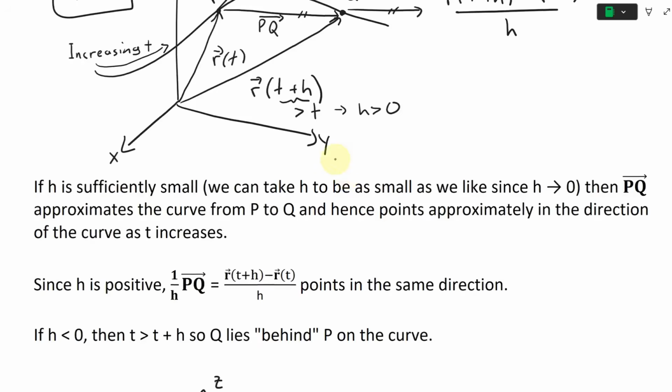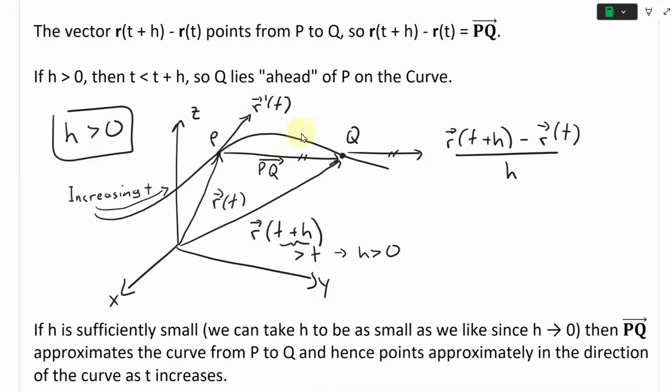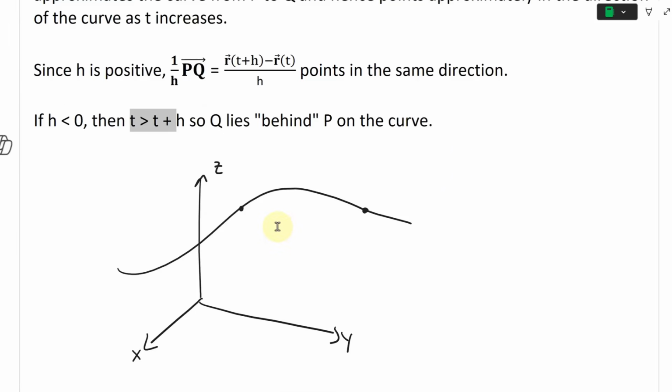All right. And going further, if h is less than 0, then what we're going to have is t is greater than t plus h, so q lies behind p on the curve. Here I just took the exact same figure, copied it and pasted it here. So now let's take a look at the case where h is less than 0.